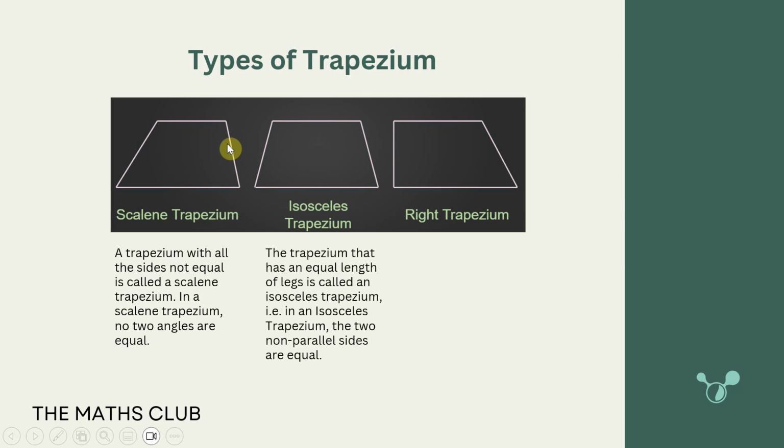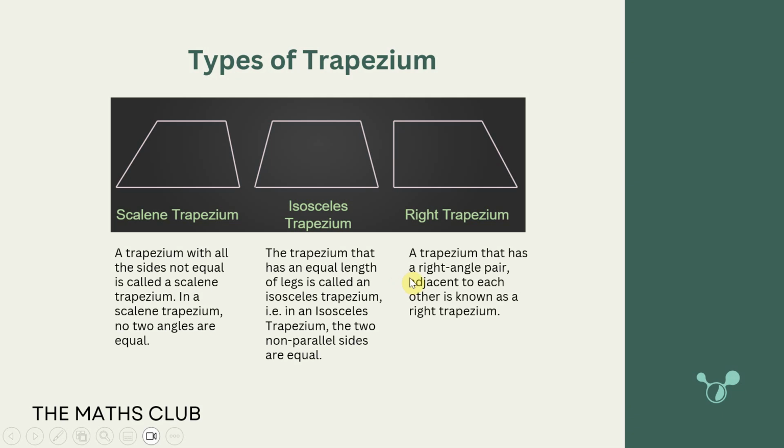While for an isosceles trapezium, it has an equal length of legs. So this leg and this leg, they are equal in length. So a trapezium that has an equal length of legs is called an isosceles trapezium. That is, in an isosceles trapezium, the two non-parallel sides are equal. So this one here is equal to this one.